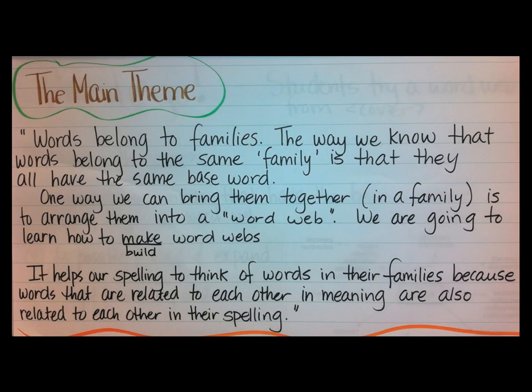So getting into the main theme, one way to introduce it, as Melvin states, is to say, words belong to families. The way we know that words belong to the same family is that they all have the same base word. One way we can bring them together in a family is to arrange them in a word web. We are going to learn how to make or build word webs. It helps our spelling to think of words in their families because words that are related to each other in meaning are also related to each other in their spelling.